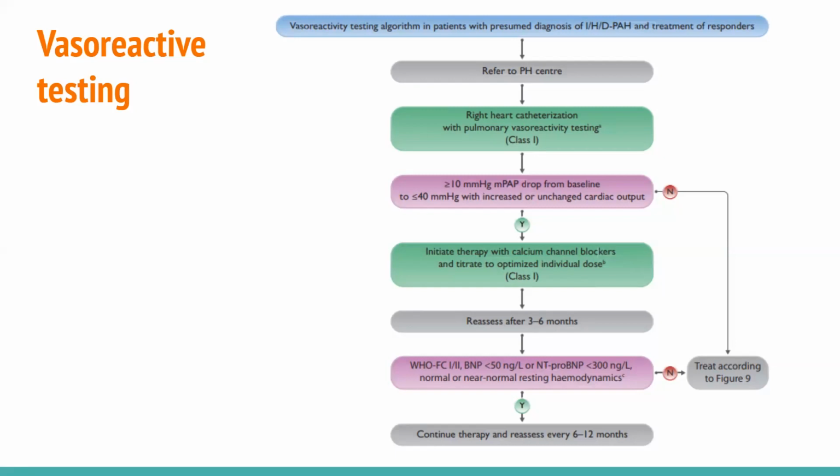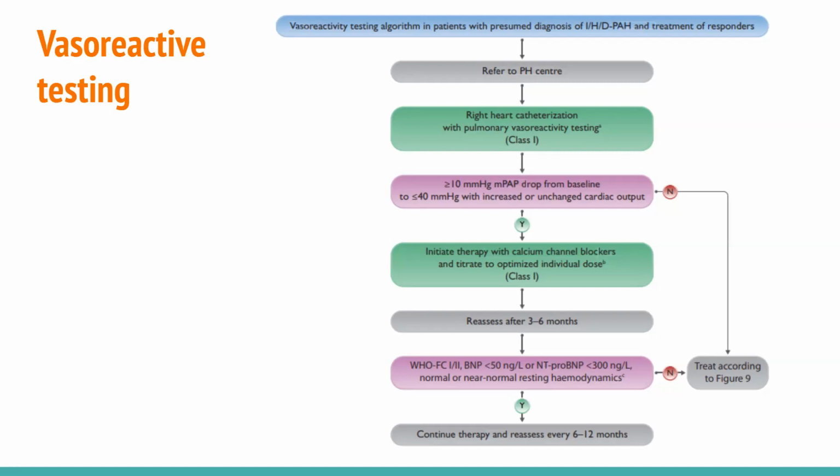So the drugs commonly used for vasoreactive testing are inhaled nitric oxide, inhaled iloprost, IV epoprostenol, and injection adenosine. According to the newer 2022 ESC guidelines, inhaled nitric oxide and inhaled iloprost are recommended; IV adenosine has been removed because of its complications and the side effects that have been observed.